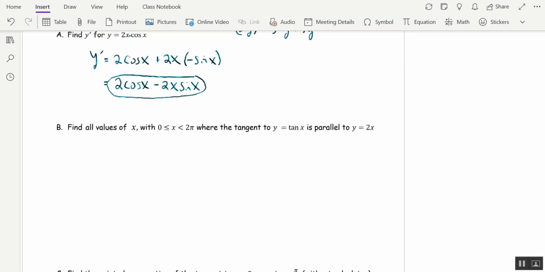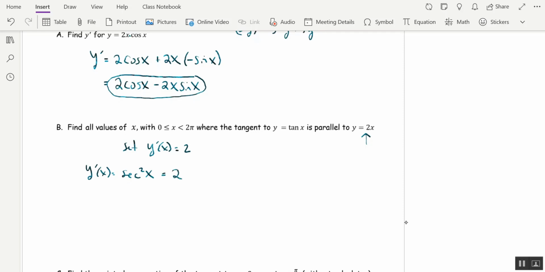Okay, next one, find all values of x where the tangent to tangent x is parallel to y equals 2x. So our game plan here is set y prime of x equal to 2. And the reason is that y prime will give us the slope of the tangent, and the slope of this line is 2. And so we want the slopes to be equal for parallel lines. So first let's find y prime. Y prime of x is secant squared x. And I've got a proof of that on the last page, although it is in your chart of things to memorize. And we want to set that equal to 2.